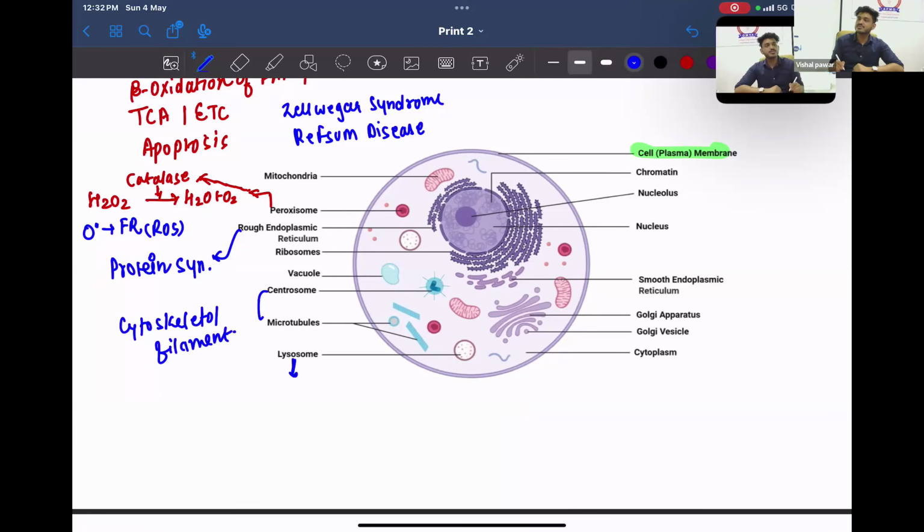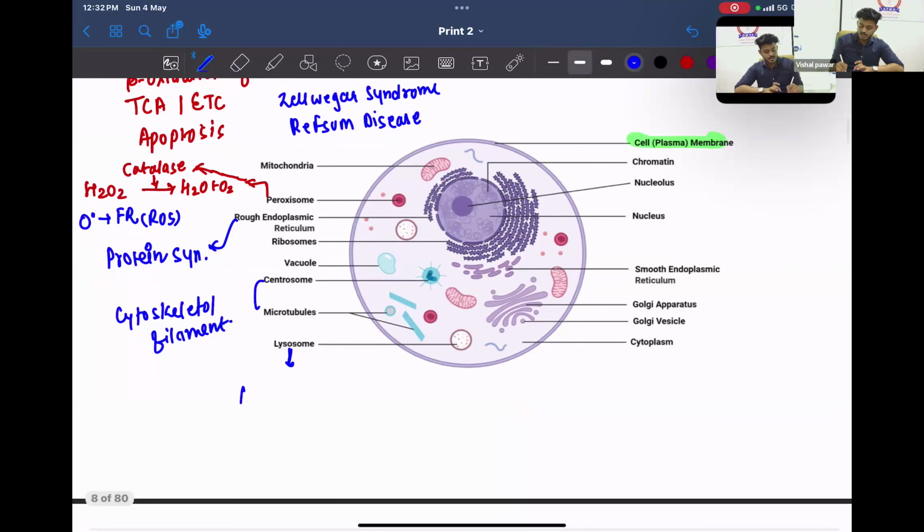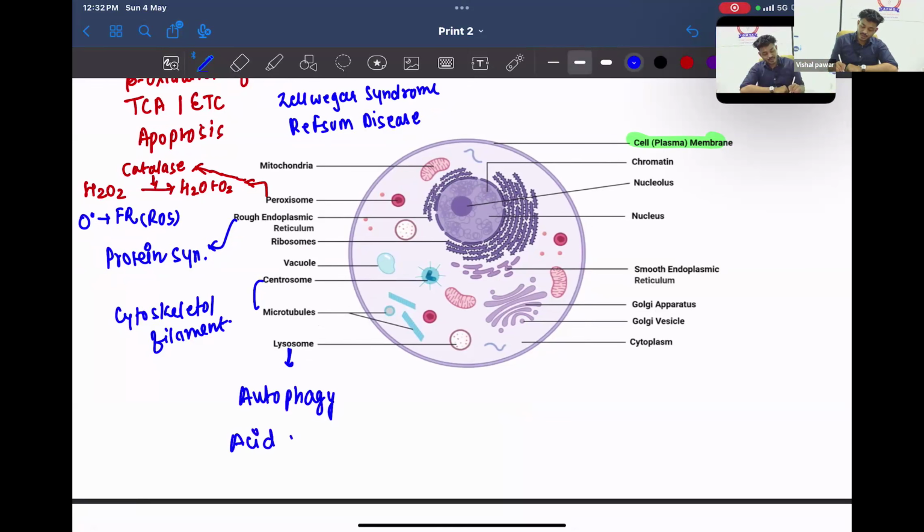Lysosomes have a function. What is the function of lysosomes? It has the function of autophagy, right? So it is going to engulf the cells. This is the suicidal thing it is going to do. And what cells is it going to engulf? And how is it going to kill? This killing is going to be acid mediated.